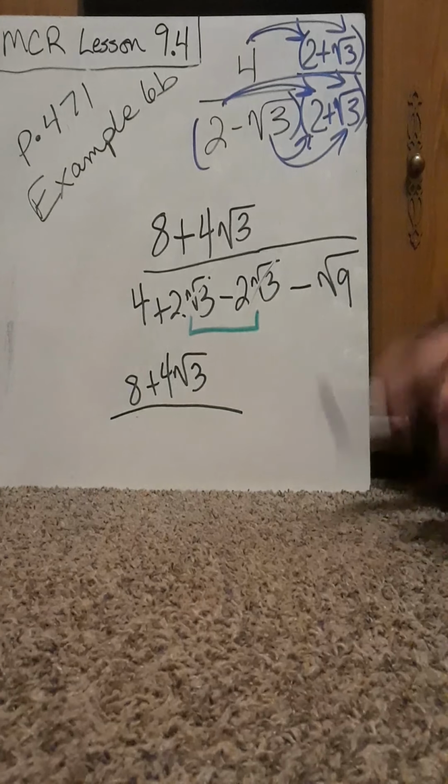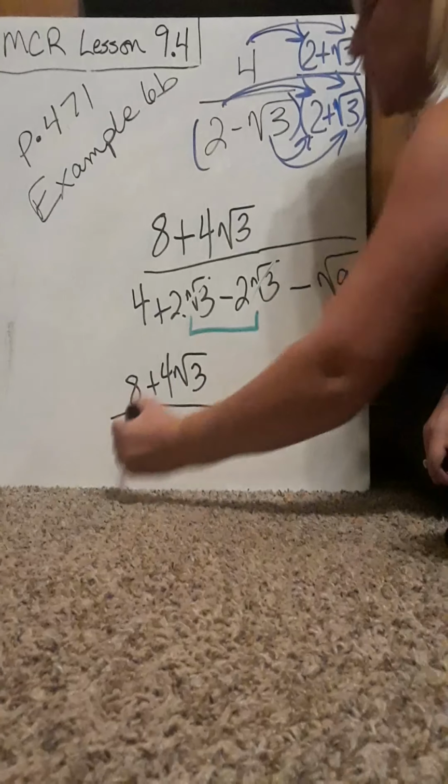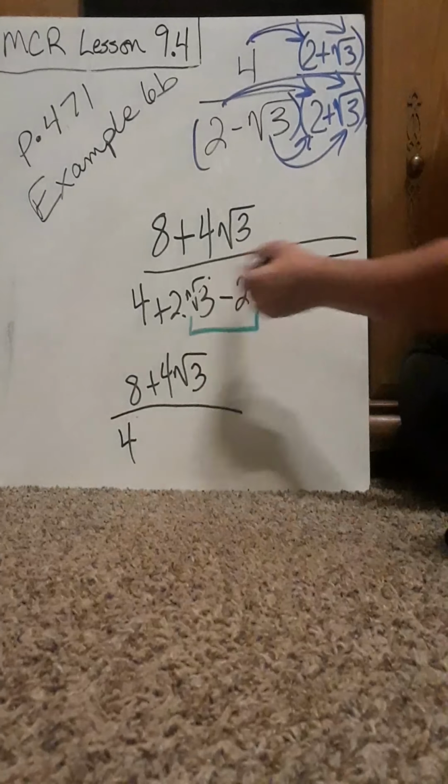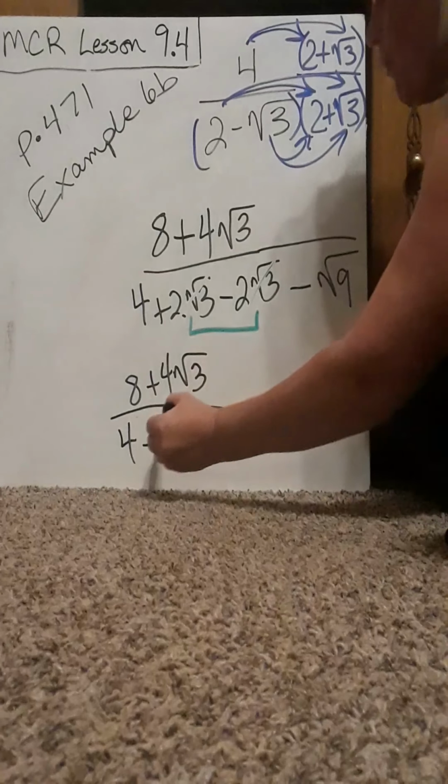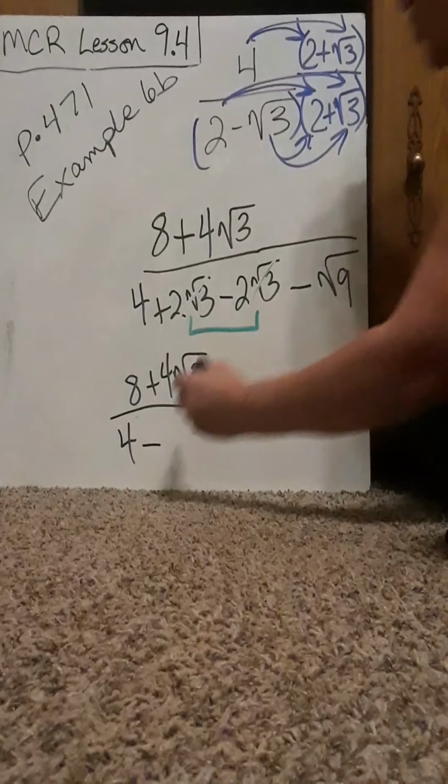Okay, so let's bring down this 4 in the front. That's still there. These canceled out, and then I have a minus square root of 9, which is a 3.